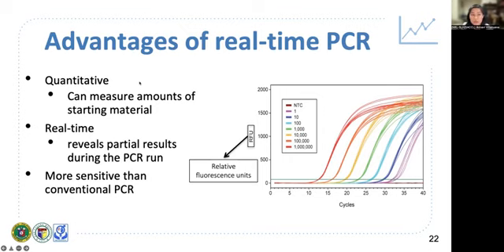So, like what I mentioned a while ago, real-time PCR is quantitative, such that you can measure amounts of your starting material given your CT value. And it's real-time because as you go through your PCR run, itong mga amplification curves na to, they begin to show on your screen, on the screen of your PCR machine.